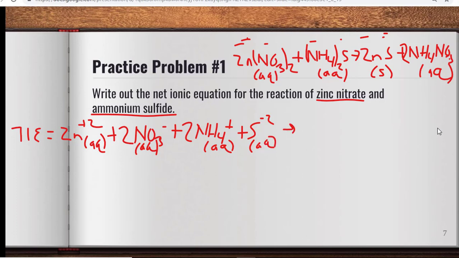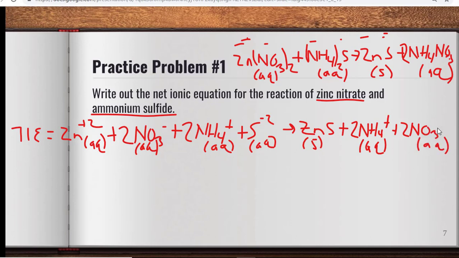We produce zinc sulfide. Remember, that is a solid, so that stays together. So ZnS, that's a solid, plus, and again, we've got 2 NH4. That's aqueous. And 2 NO3s. Again, aqueous. Okay? So now that we've written our total ionic equation, we need to write our net ionic equation.